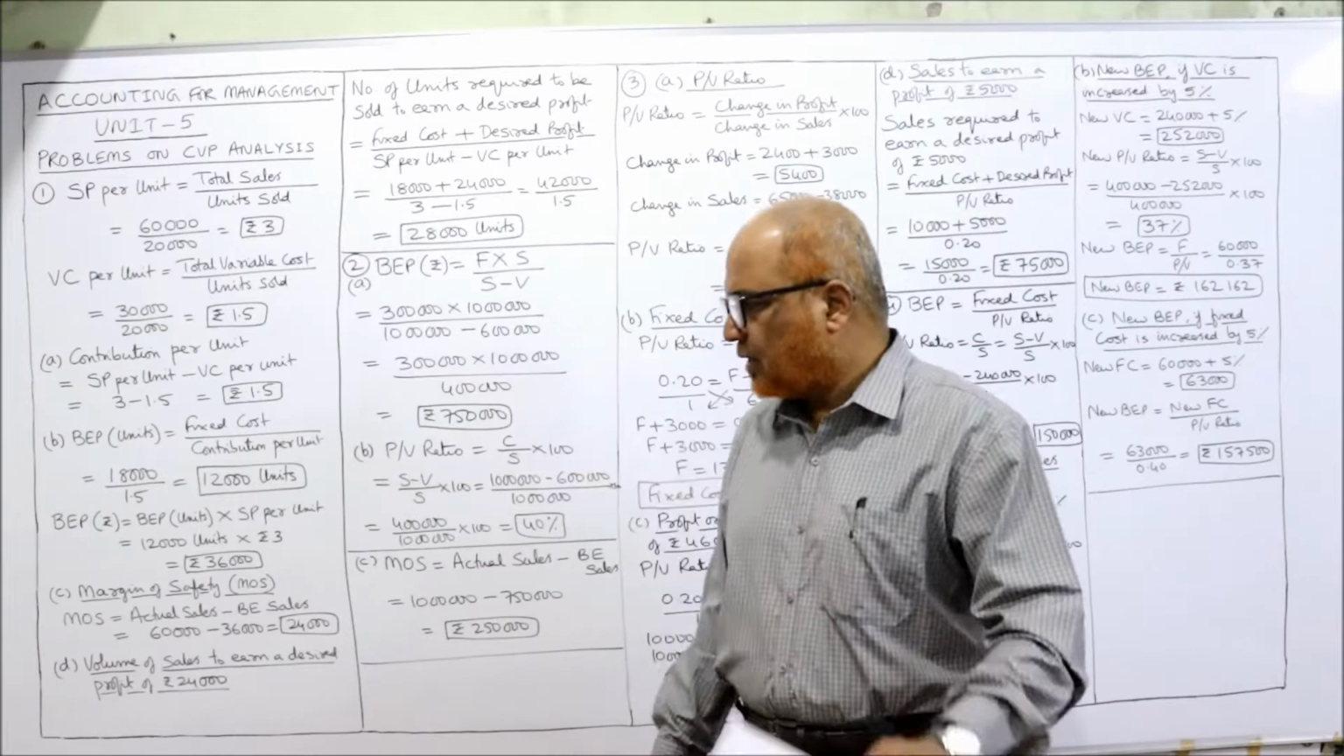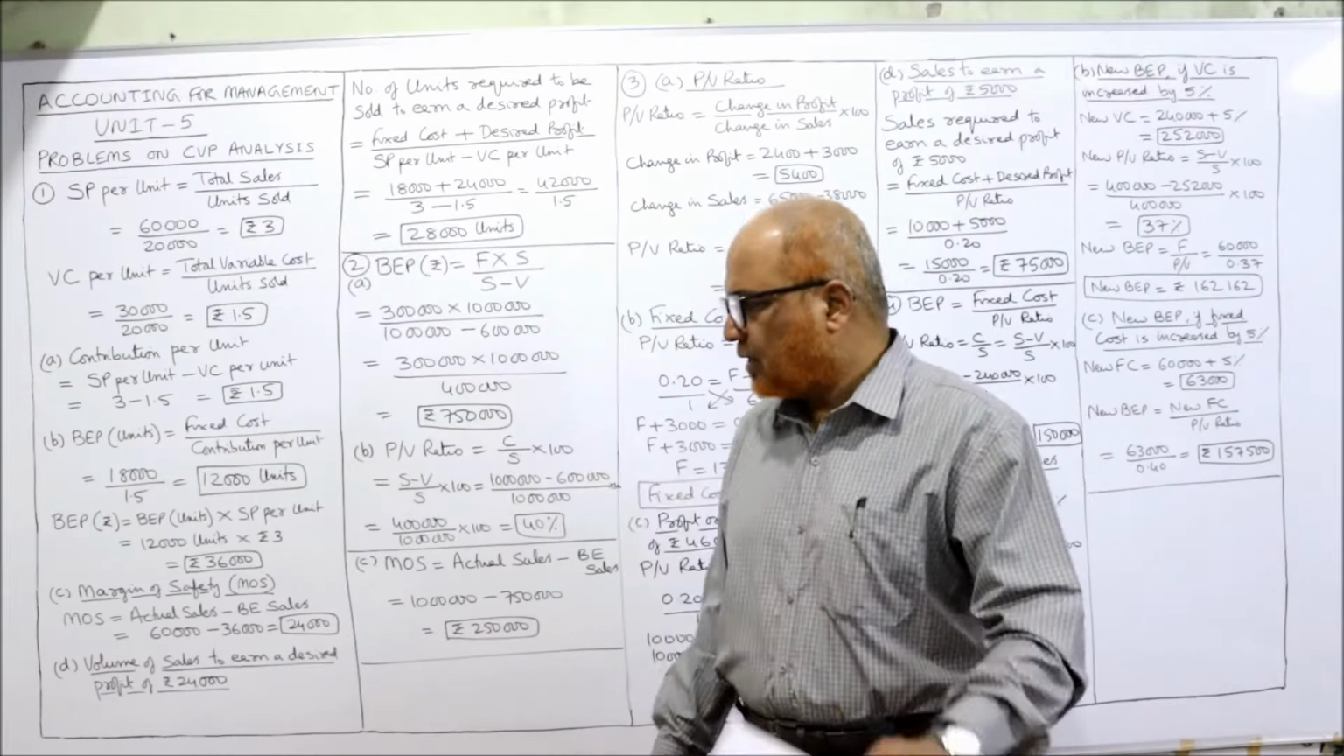How? Total sales are 60,000. From total sales I subtract variable cost. The variable cost is 30,000. So 60,000 minus 30,000, you will get 30,000 contribution. This is called contribution. From contribution, I subtract the fixed cost. The fixed cost is 18,000. Deduct 18,000, we get 12,000. This 12,000 is the profit.